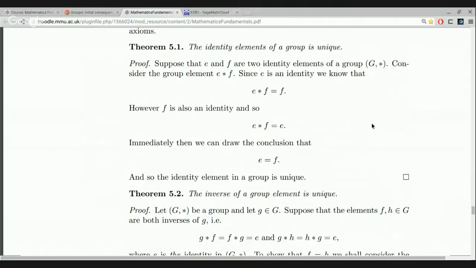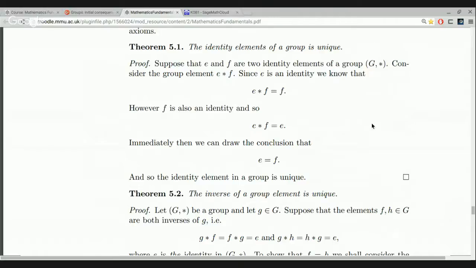Well, one way of looking at that product E times F is we remember that E is an identity element. So when you multiply E by anything else, it doesn't change the other element. So E times F has to be F. But then we look at E star F for a second time, and this time we take note of the fact that F is an identity element. And that means when you multiply anything else by F, the other element doesn't change. So by the same reasoning, E times F has to be E.